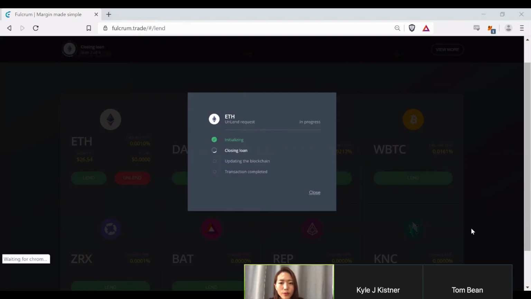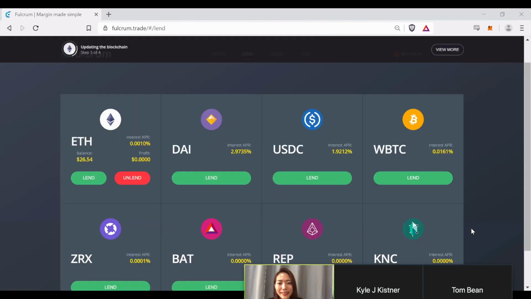Brings up the mask prompt. I hit confirm, and that's it. Wow, it's really that simple.